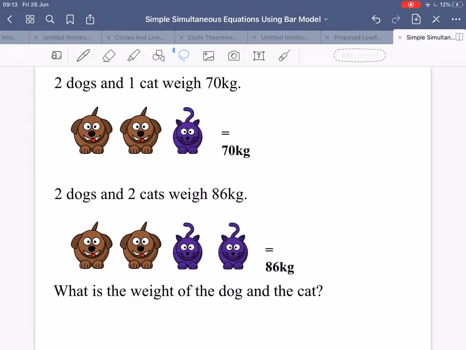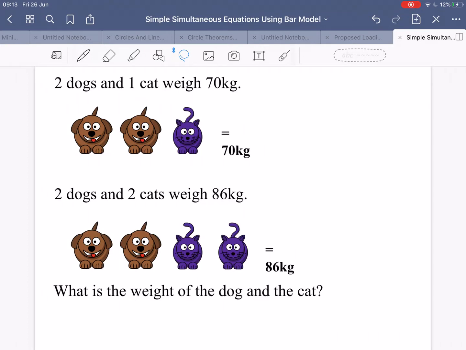Okay everyone, so we're going to have a little look at some simultaneous equations, and before we start looking at them in a more algebraic form, we're going to look at a couple of worded problems. So if we look at this on the screen here, we've got 2 dogs and 1 cat weigh 70 kilograms, and 2 dogs and 2 cats weigh 86 kilograms. And what is the weight of the dog and the cat?